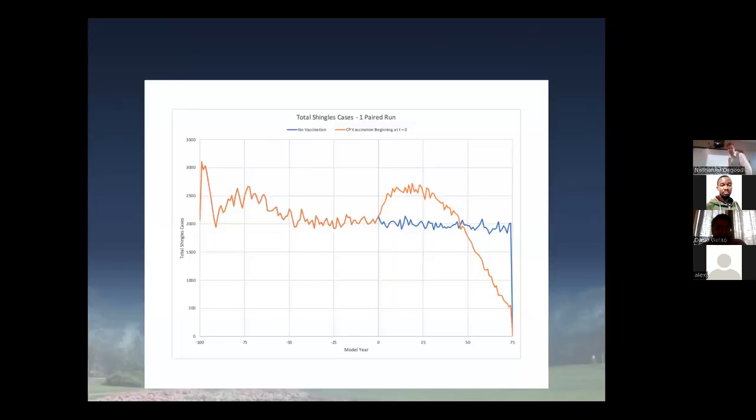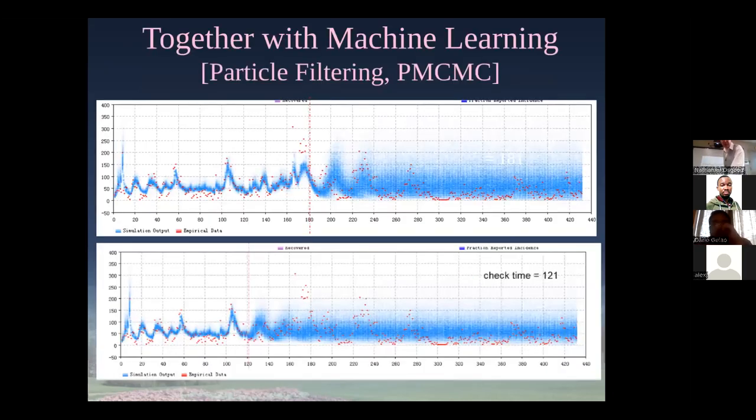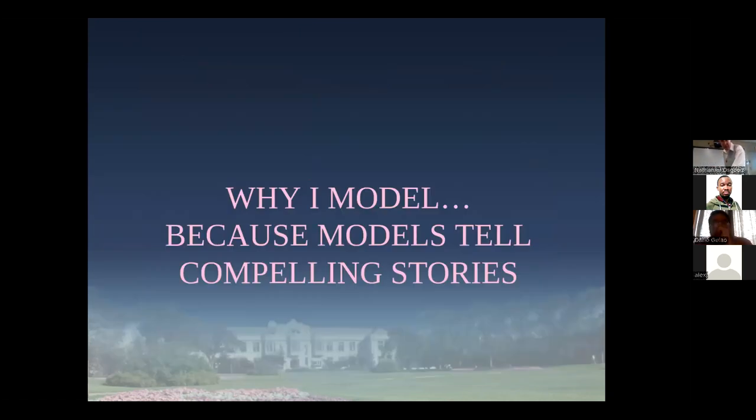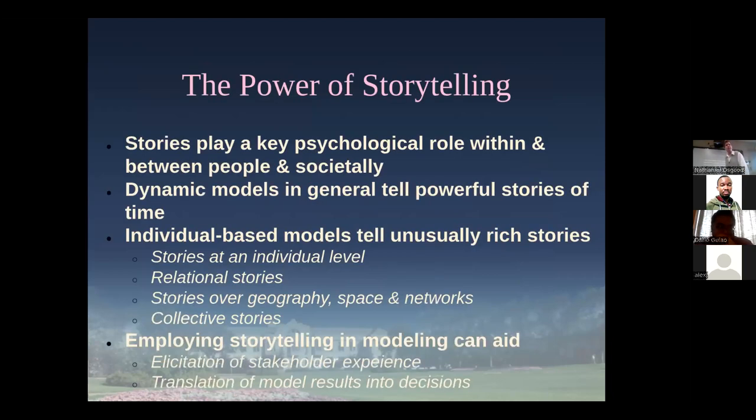I anticipate often to see what's coming. This is from Shingles work with Ellen Rafferty, Wade and perhaps one more colleague as well, with Shingles cases, anticipating what might be coming up with a baseline situation versus an intervention for one particular realization. And this is with some models with machine learning as well. But two other points about why a model, because models tell stories.